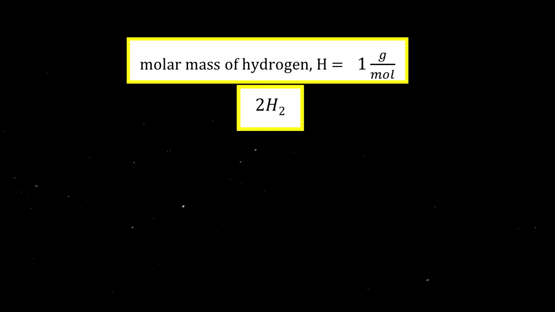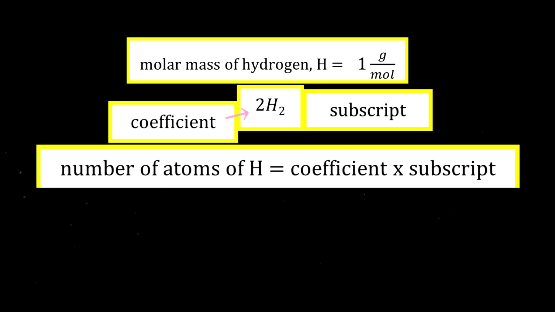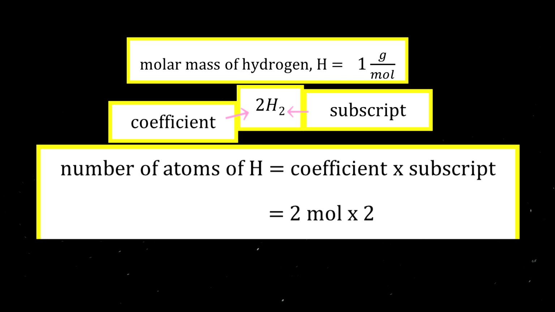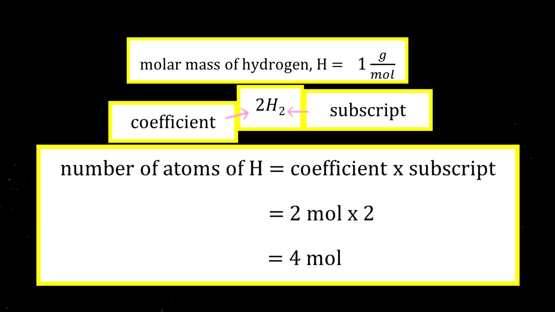So, to determine the number of atoms or the number of moles of hydrogen gas, we simply multiply the coefficient by its subscript. So that is, the coefficient is 2 times the subscript, that is also 2. So we have 2 times 2, that is equal to 4. And the unit is mole.